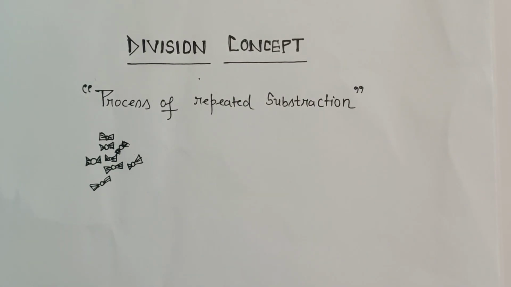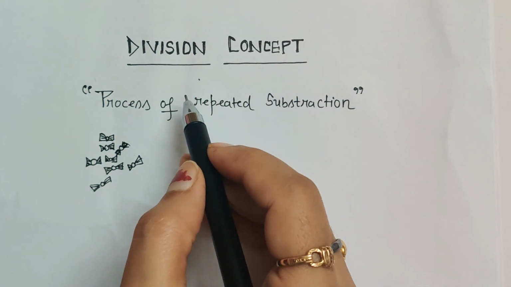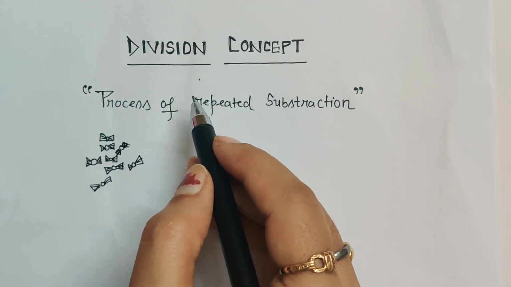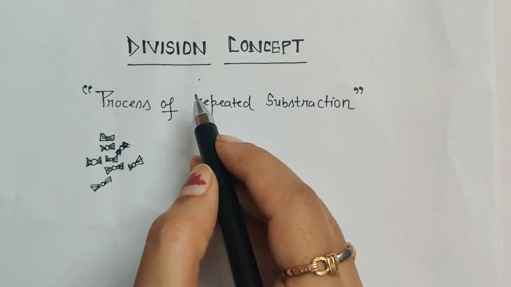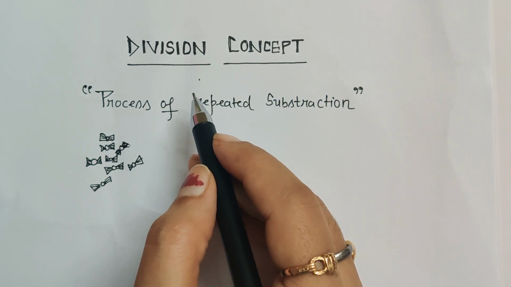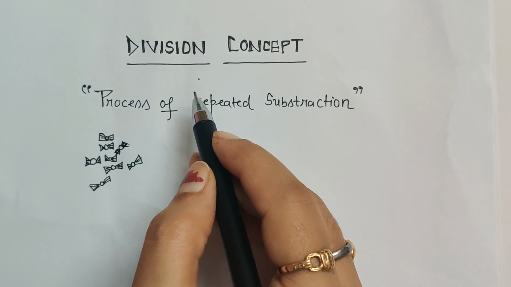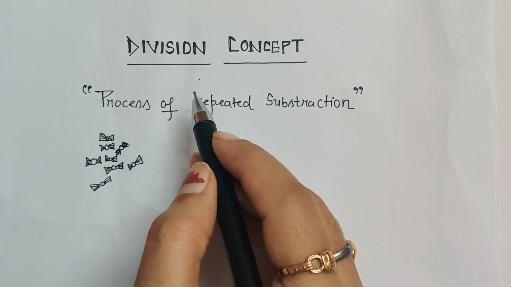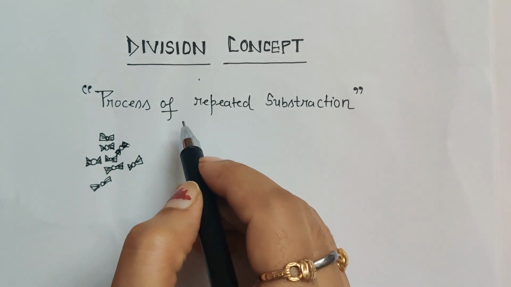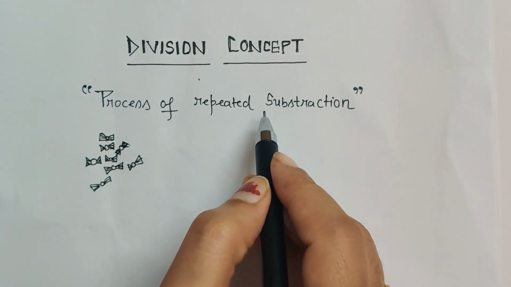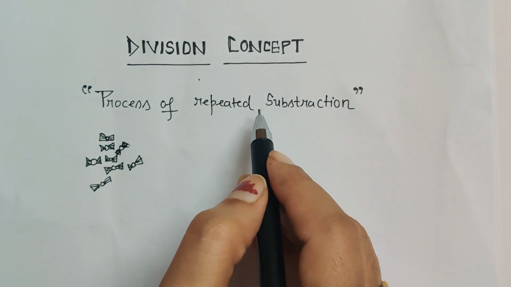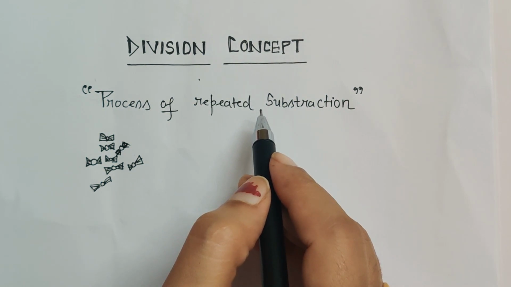In this video I'm going to explain division. Division is learned in standard 3, where students learn for the first time how to divide anything, and here I'm going to explain it in a very simple manner, what division actually is. Division is actually a process of repeated subtraction. That means we are subtracting something again and again, repeatedly.